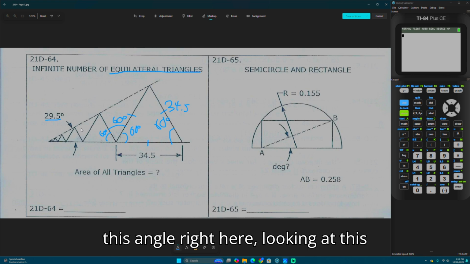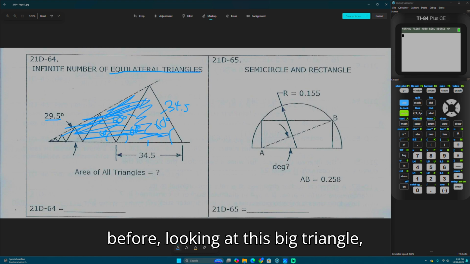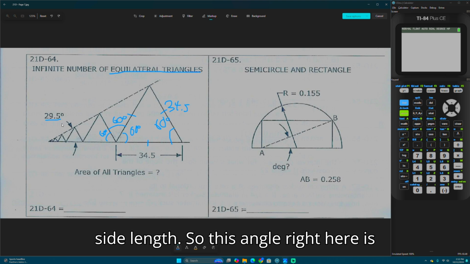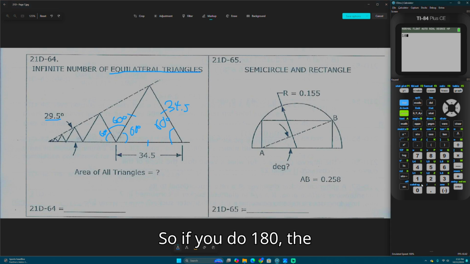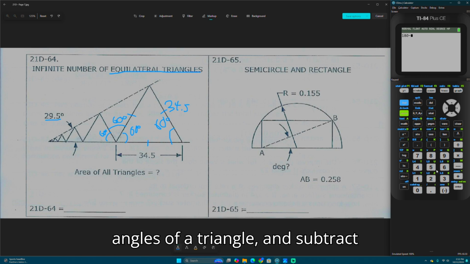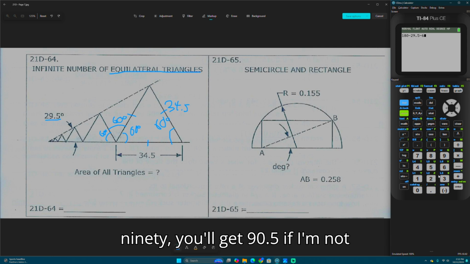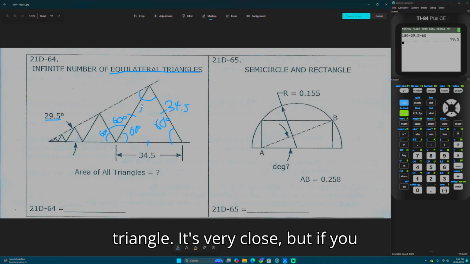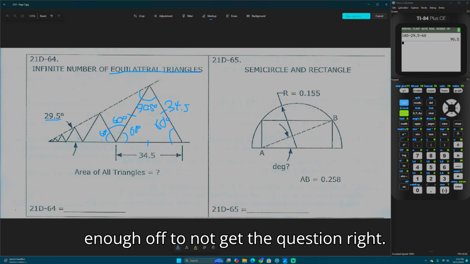So we know that looking at this big triangle again, we're given two of the angles and a side length, right? So this angle right here is 29.5. This angle right here is 60. So if you do 180, the total of all the angles of a triangle, and you subtract both of them, you'll get really close to 90. You'll get 90.5, if I'm not mistaken. Yep, 90.5. So it's not quite a 90-degree right triangle. It's very close, but if you assume it was, like I said, you'd be just enough off to not get the question right.